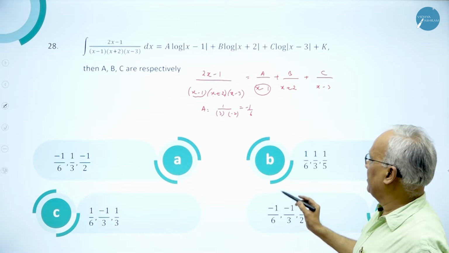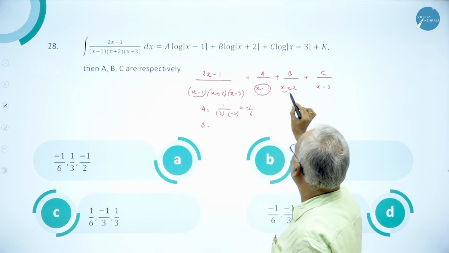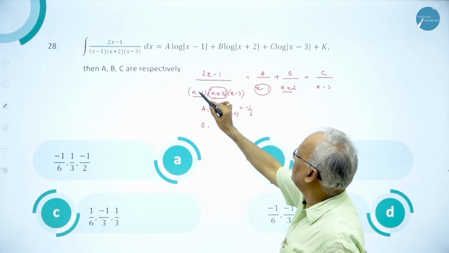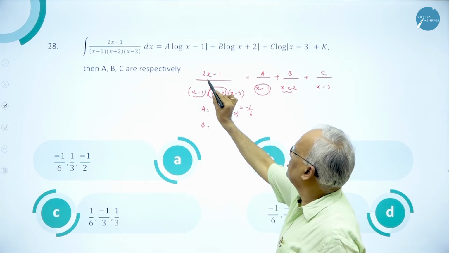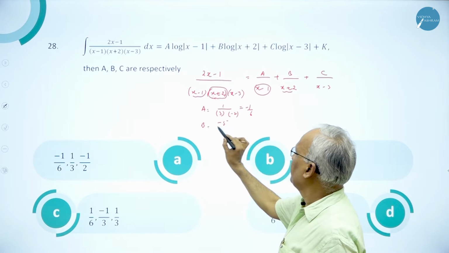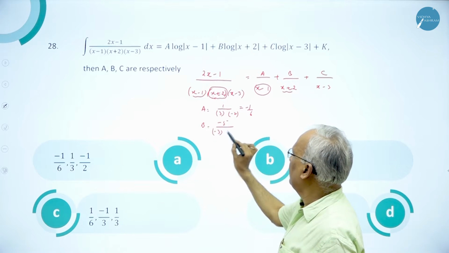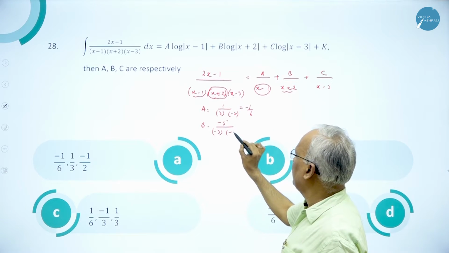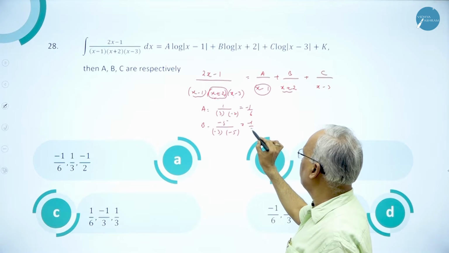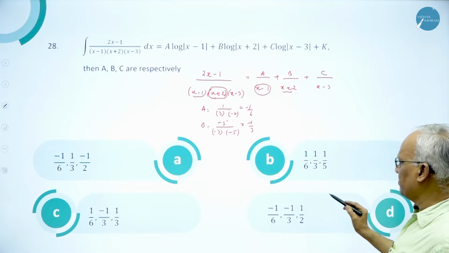You can easily eliminate. Now to get the value of B, I close x plus 2 on the left hand side in the denominator and put x equal to minus 2 in the remaining expression. It is minus 2 into minus 2 minus 2, minus 1, is minus 5, divided by minus 2 minus 1, is minus 3, and here minus 2 minus 3 is minus 5, which cancels, it becomes minus 1 by 3. So minus 1 by 3, you have minus 1 by 3.